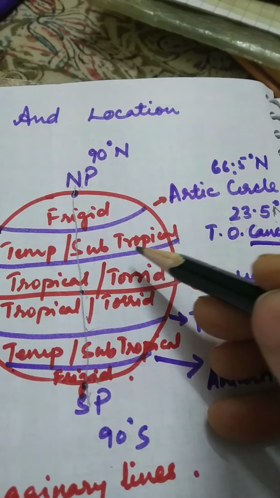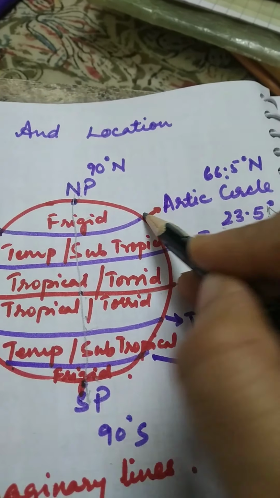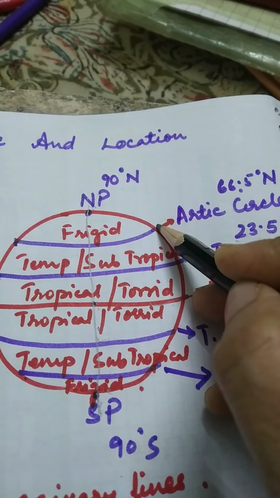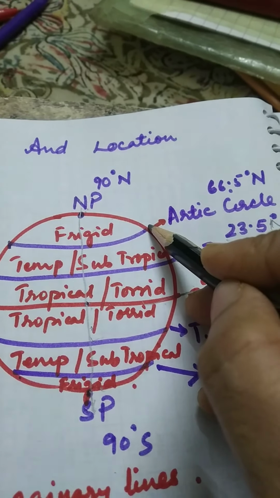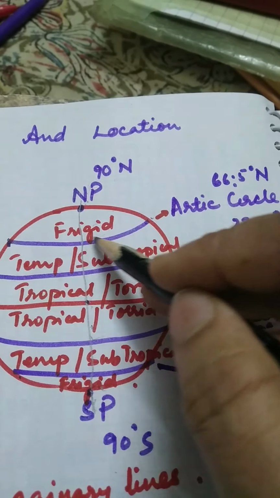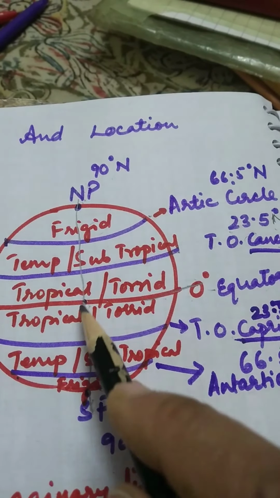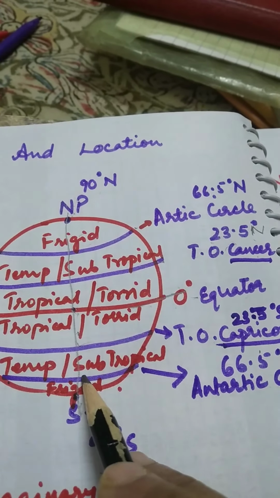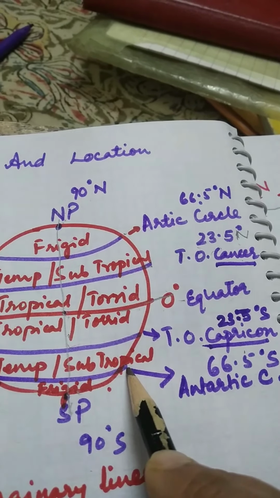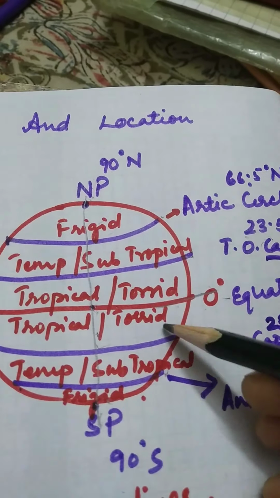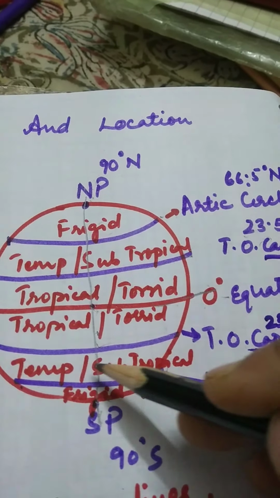Okay, now as we move further in the north direction from 0 degree, at 66.5 degrees north, we have another imaginary line which is the Arctic Circle, and beyond the Arctic Circle, that whole region is the frigid zone. And similarly, if we move towards the south from equator, at 66.5 degrees, we have the imaginary line Antarctic Circle. These lines divide the Earth's area into different zones.